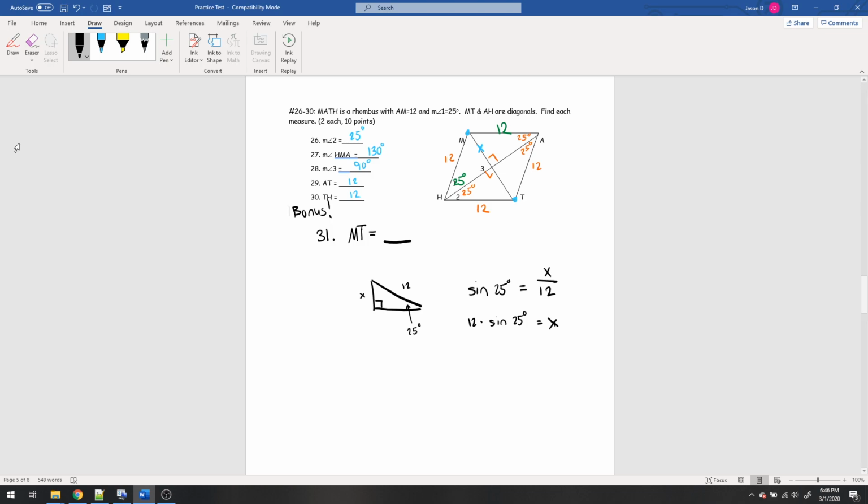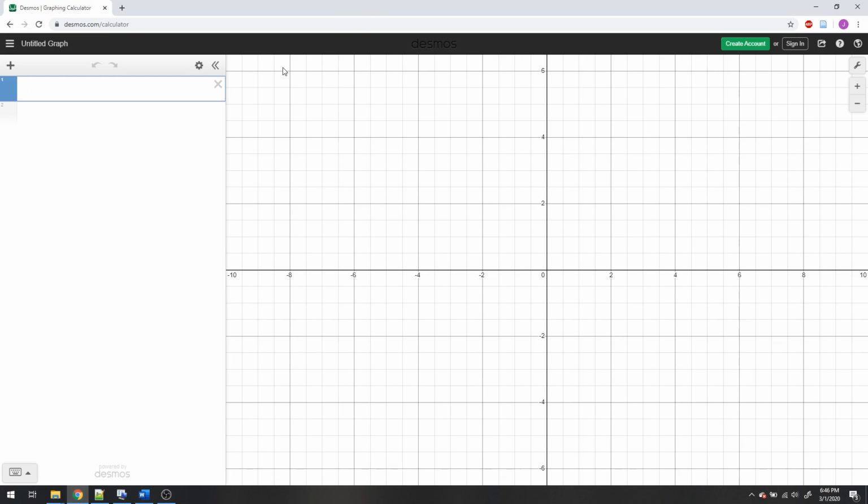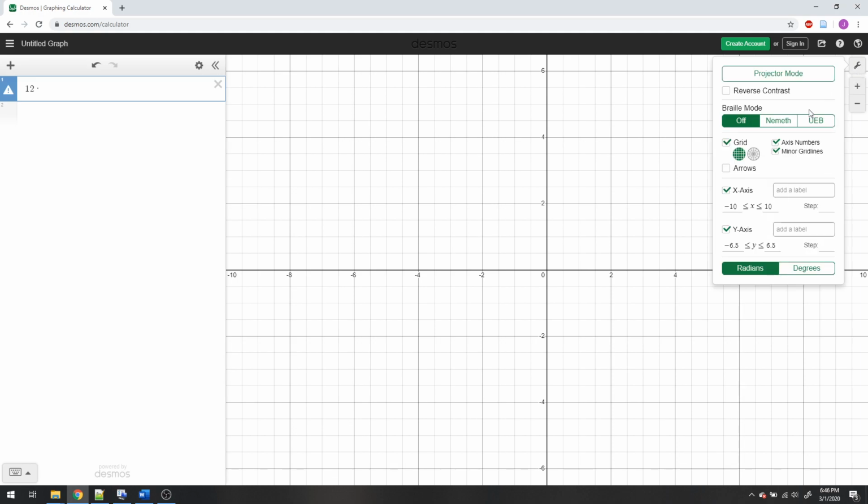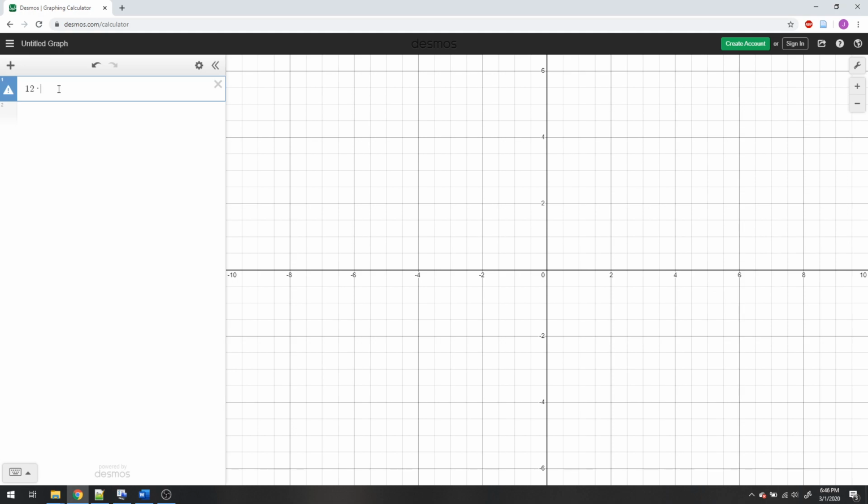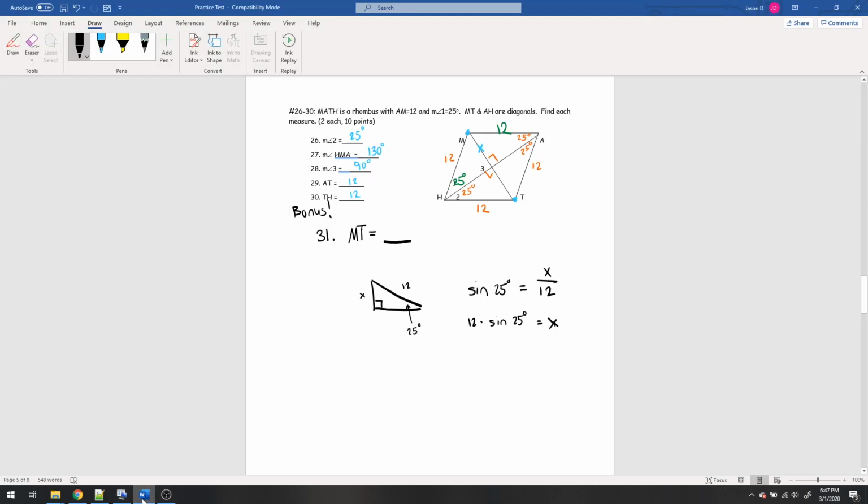So I'm going to go into my graphing calculator. I'm going to use Desmos as usual here. I'm going to type out 12 times, and I have to be really sure to use degree mode. It defaults to radians, so I'm selecting degrees, and I'll type out sine 25. It tells us that that is 5.071. That's the value of X.